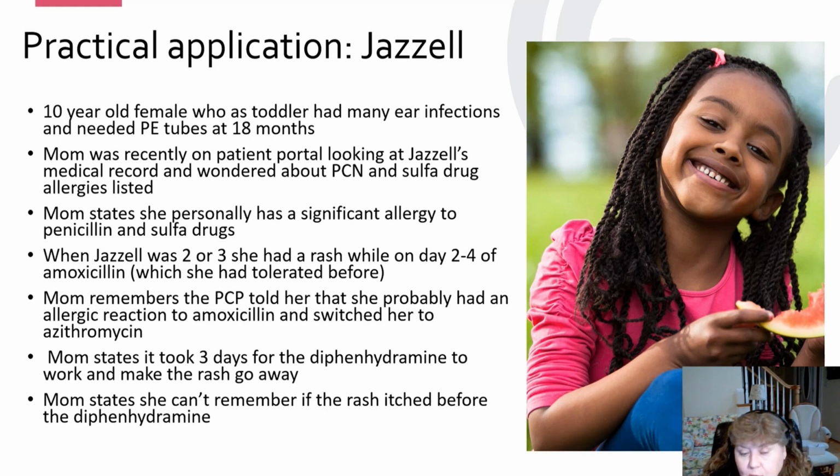When Giselle was 2 or 3, she had a rash that occurred somewhere between days 2 and 4 of an oral course of amoxicillin. She'd previously tolerated the amoxicillin before. Mom remembers the PCP told her that she probably was having an allergic reaction to the amoxicillin and switched her over to azithromycin. Mom states it took 3 days for the diphenhydramine to work and make the rash go away. Mom states she can't remember if the rash itched before she was on the diphenhydramine.